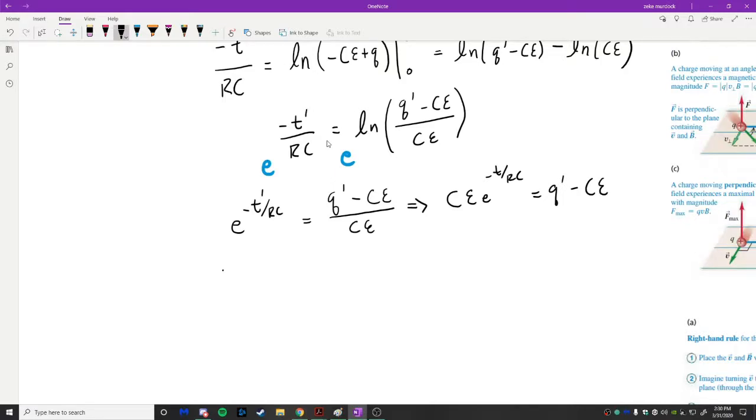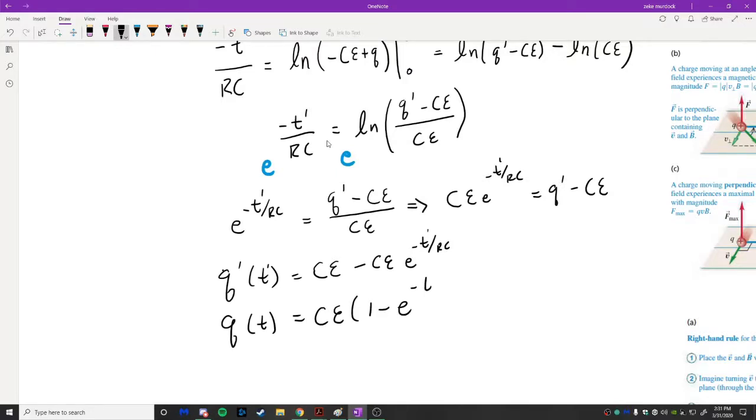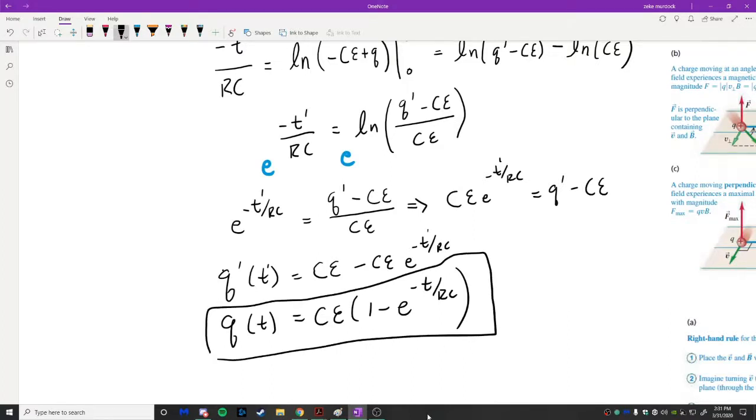So finally, dropping my primes, we get something like Q as a function of time is equal to CE minus CE e to the negative t over RC. In the final line, Q of t is equal to C times E multiplied by 1 minus e to the negative t over RC. And that gives us the charge as a function of time on the capacitor.